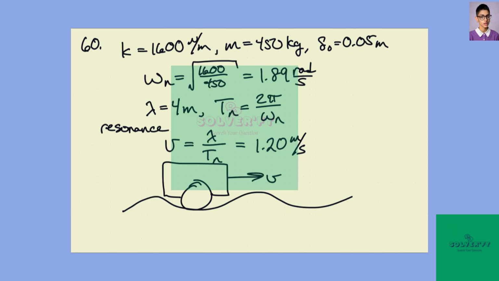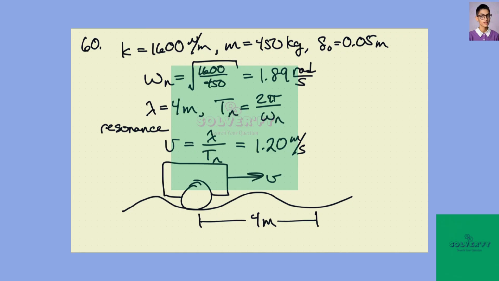Now, in the picture, we're shown that the wavelength of these waves is 4 feet. So the troughs or the peaks, wherever you're going to measure, are 4 feet apart. So that's 4 meters, 4 meters apart. Now, the natural period of oscillation is 2 pi over omega n.